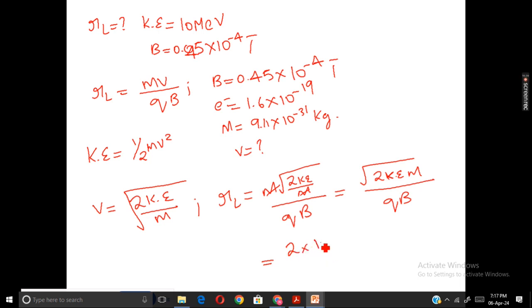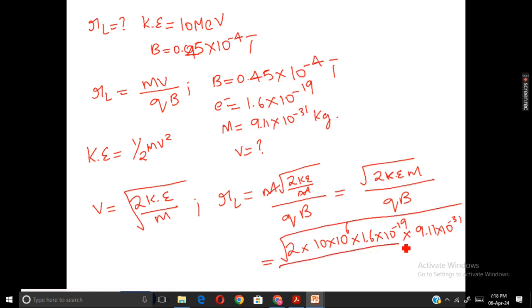2 into 10 into 10 raised to 6, into 1.6 into 10 raised to minus 19, into the mass of the electron, which is given as 9.11 into 10 raised to minus 31, whole root, divided by 1.6 into 10 raised to minus 19 into 0.45 into 10 raised to minus 4. Now you do the calculation and you get the value. Fine?